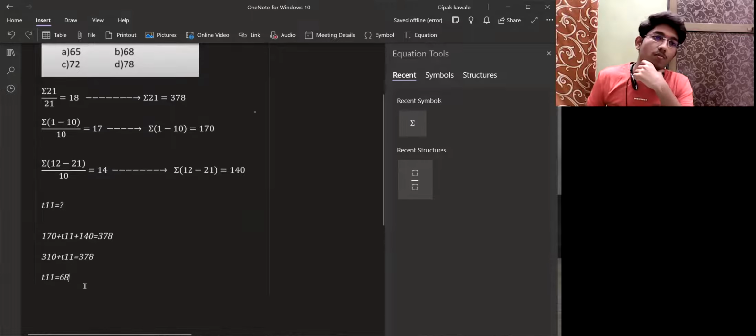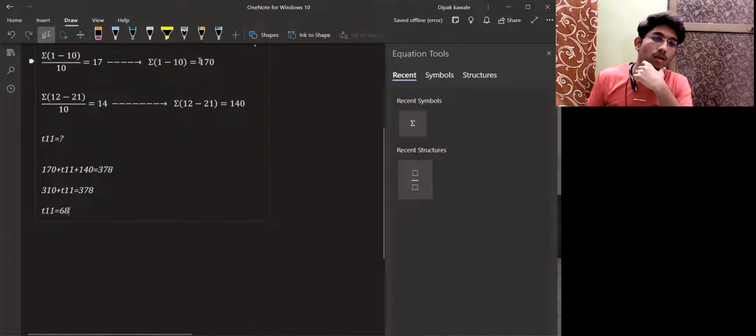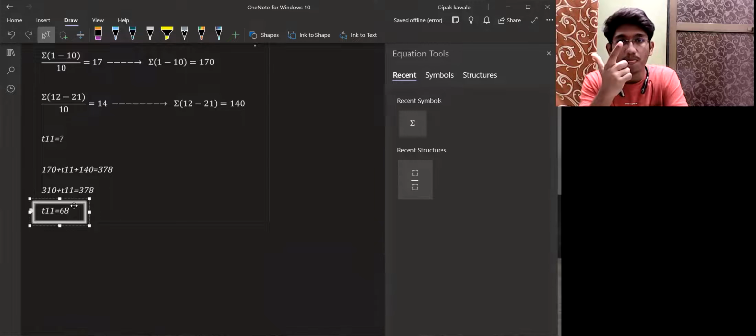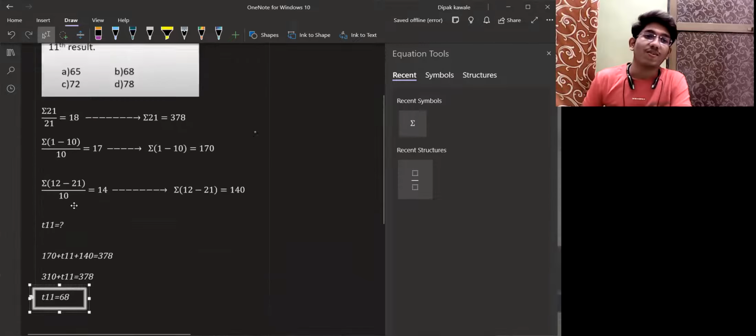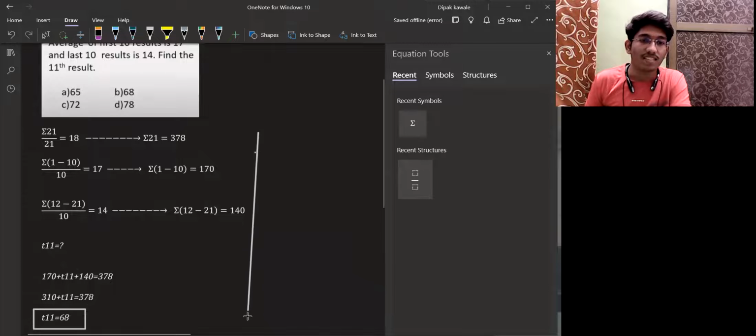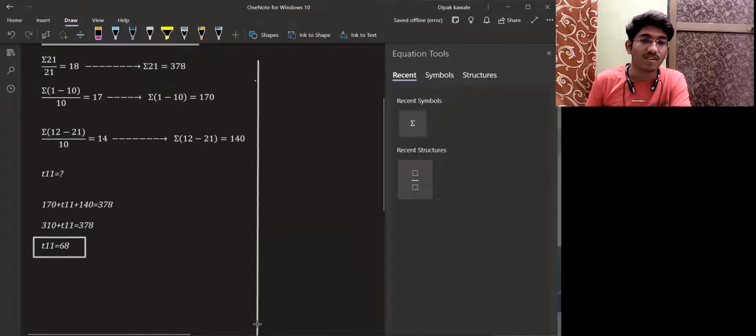Correct? But students, we want to solve this problem in 5 seconds. As I have promised you that you will be able to solve all the problems like this in no time. So we will solve it in 5 seconds. Just observe.